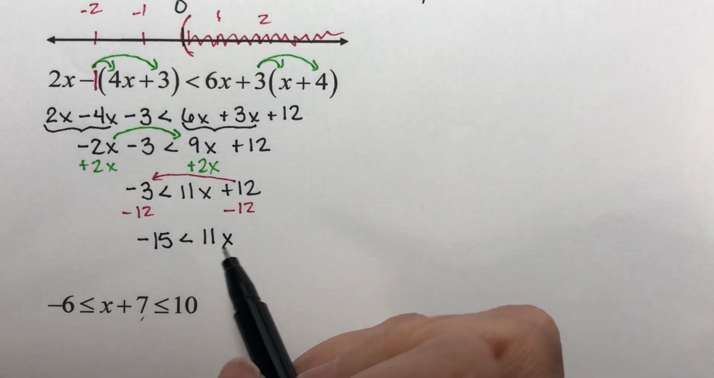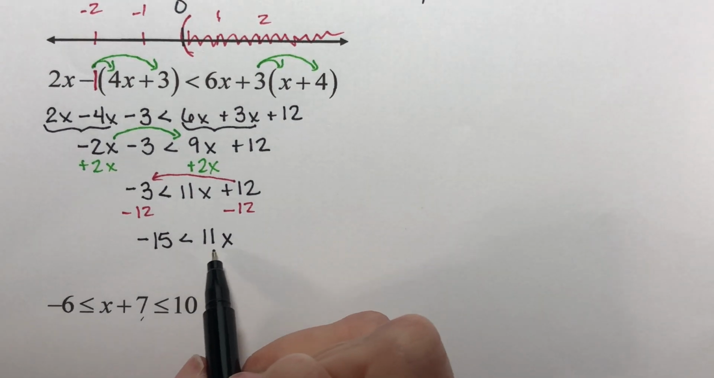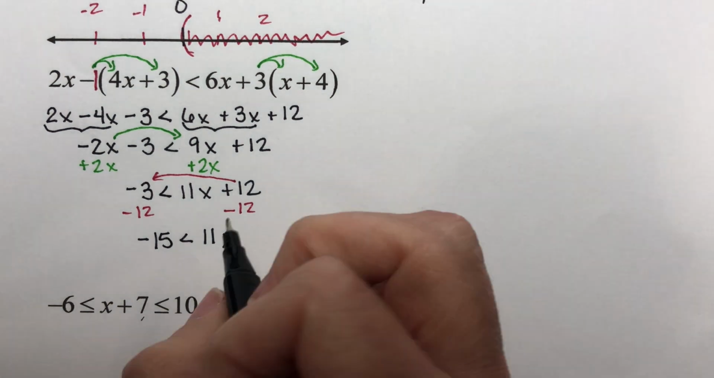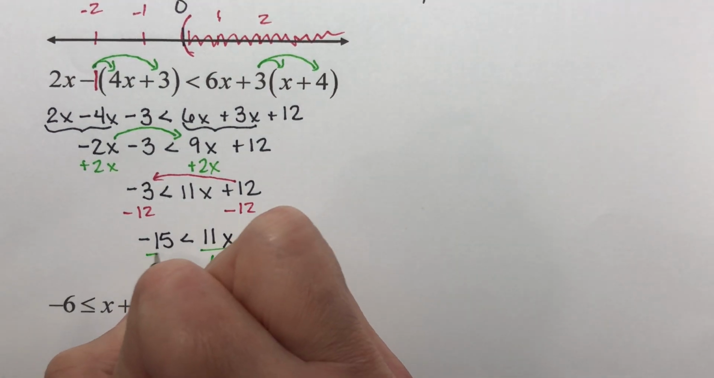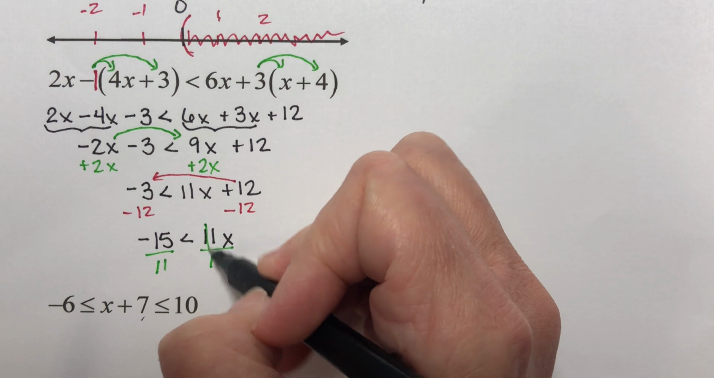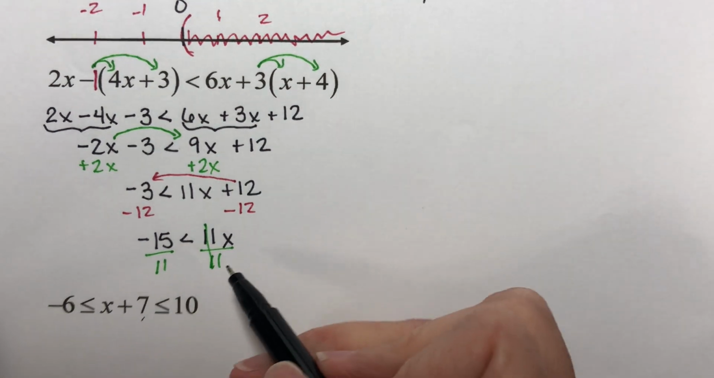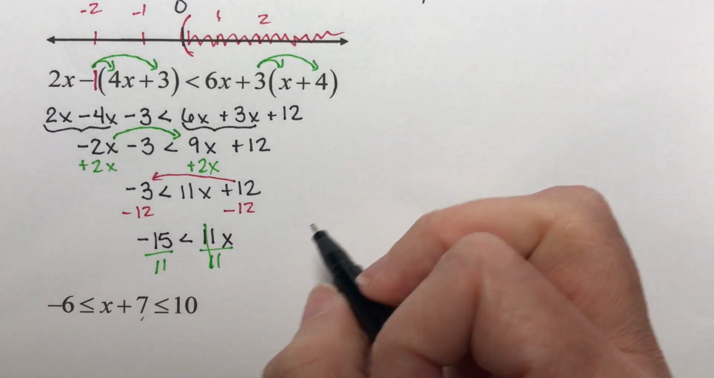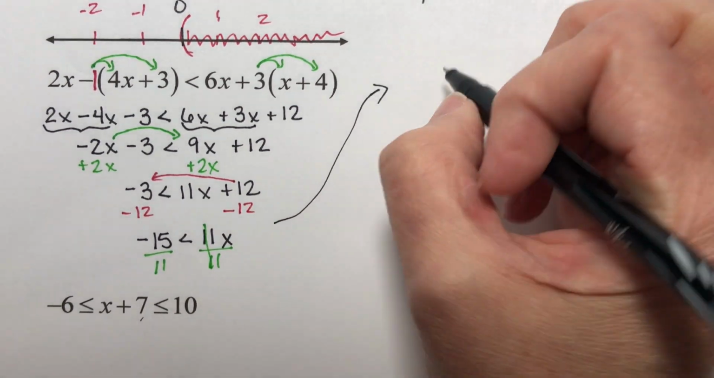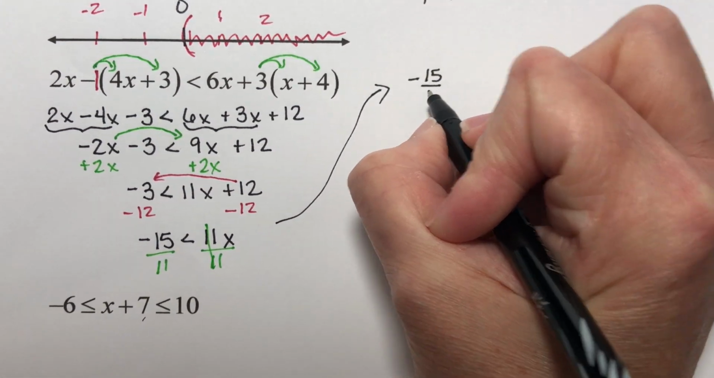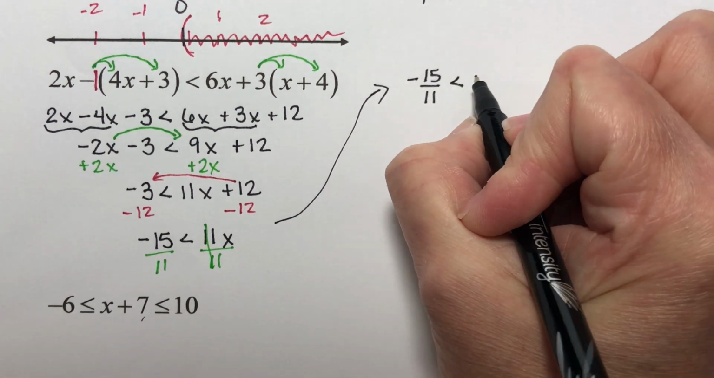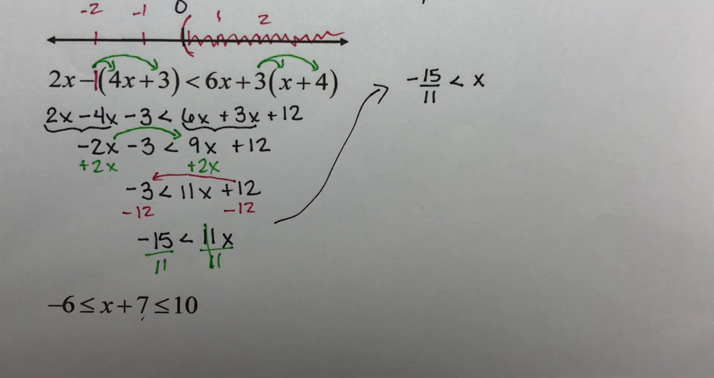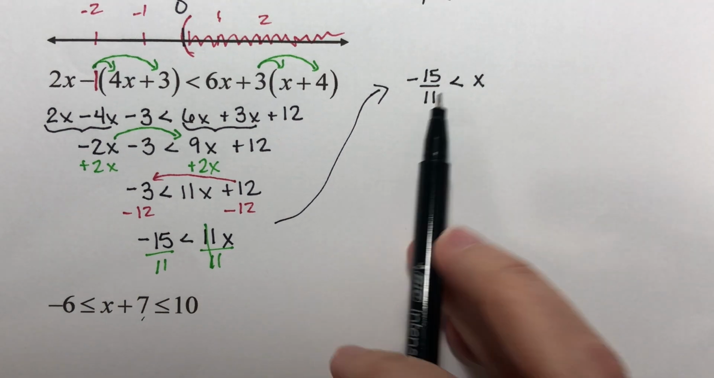Okay. Now I need to divide both sides by 11 to get the x alone. I do not have to flip the sign because I divided by a positive number. It did not matter that that was negative. So rewriting right here, I have -15/11 is less than x. You don't need to do anything with this.